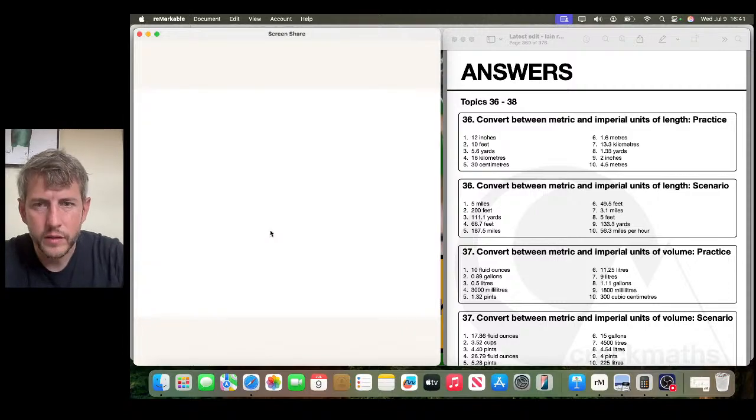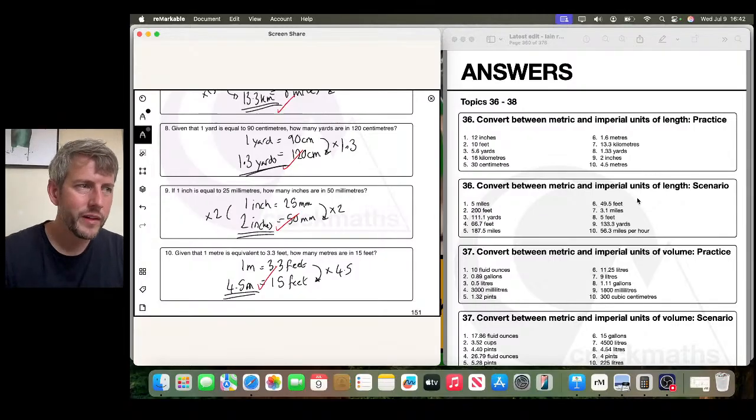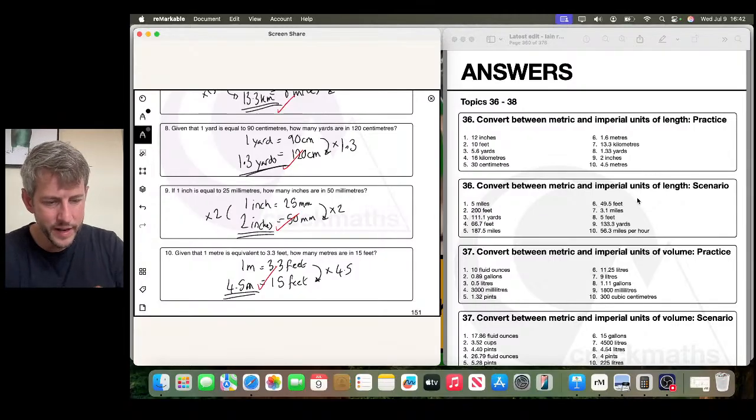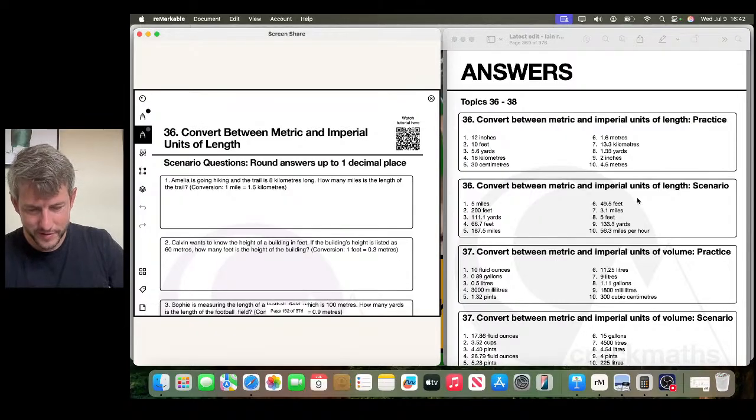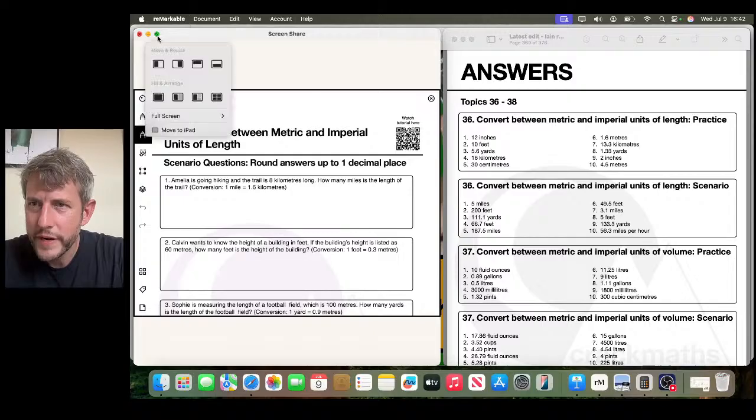And then we've got here 2. Yeah, that's correct. And then we've got 4.5, which is correct as well. Okay, great. Right. Next round, the scenario questions. Okay, so here we go. Hopefully these will read nicely.